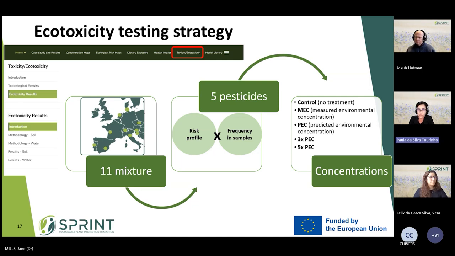So we have one control, which was the pesticide-free soil or water. Then we have the MAC, which were the measured concentrations of the pesticides in the case study site samples. So these are very realistic concentrations. And then we chose to use the PEC, the predicted environmental concentration, which we took from the EFSA reports. And to test worst-case scenarios, we use 3 times or 5 times the PEC concentration. Next one, please.